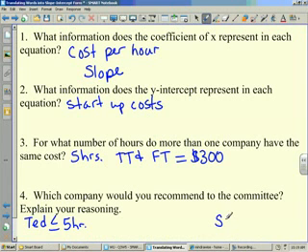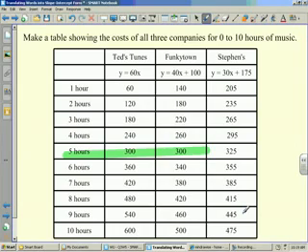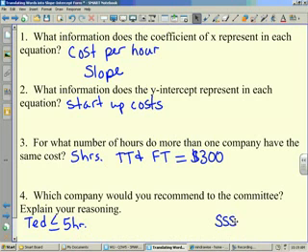Now, how about we come over here to Stephen's Solid Sounds? We're going to do Stephen next. So if we look at Stephen's, when are we going to pick him? 8 through 10 hours. 8 through 10. That looks about right. So we're going to pick Stephen if our hours are greater than or equal to 8 hours.